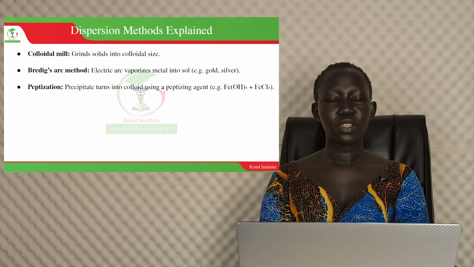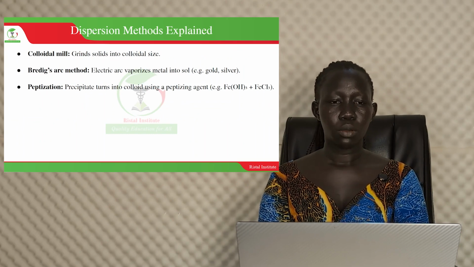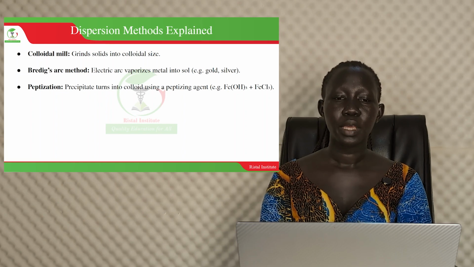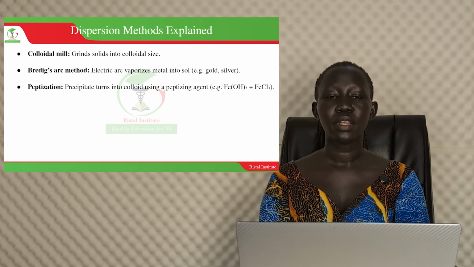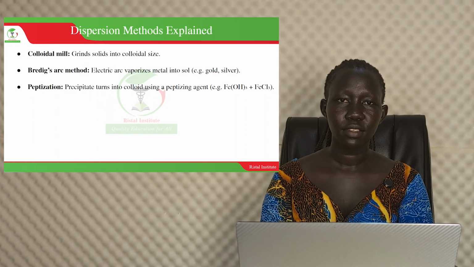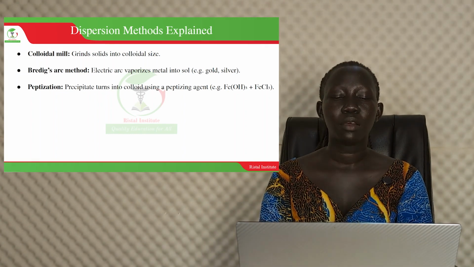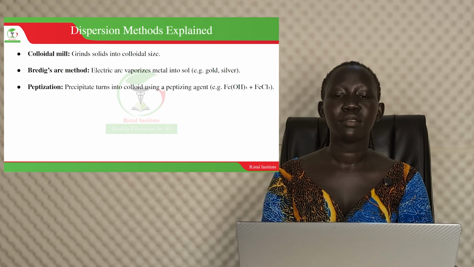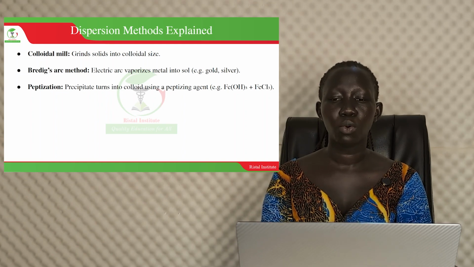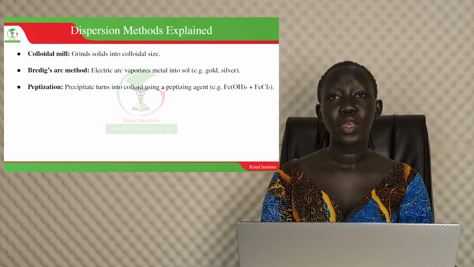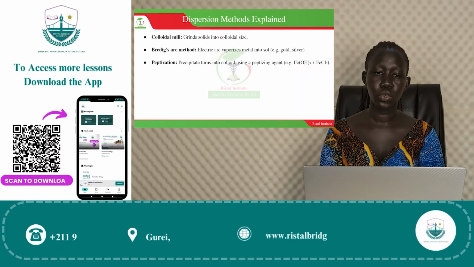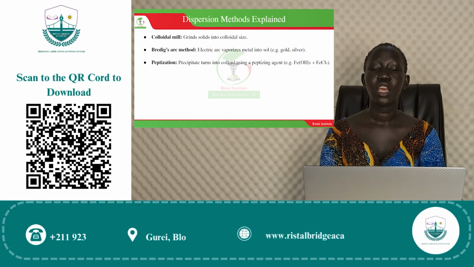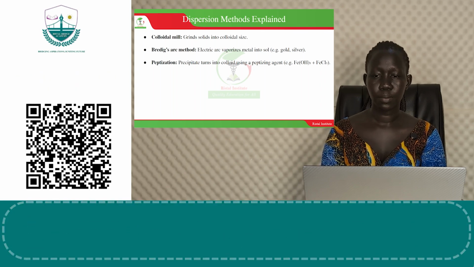We also have the dispersion methods. We noted that the dispersion methods are basically three: the colloidal mill. This involves grinding solids into colloidal size. Then we have the Bredig arc method. Here, an electric arc vaporizes metal into a sol, for example, gold and silver. Then we have what we call peptization. In this one, the precipitate turns into colloid using a peptizing agent.